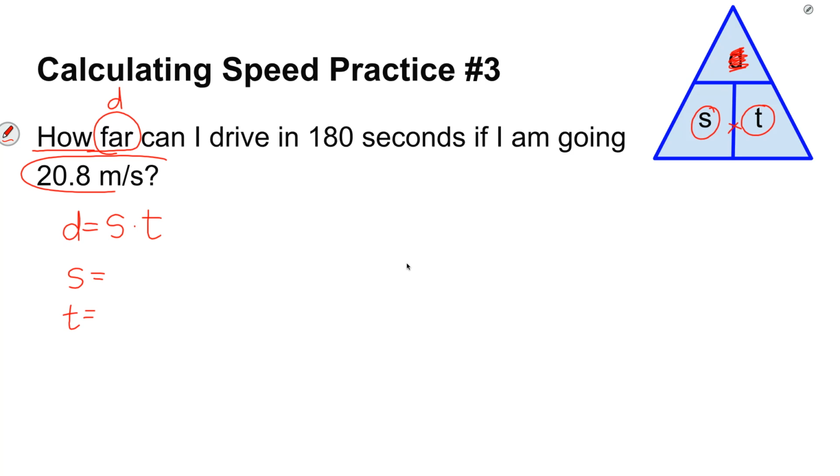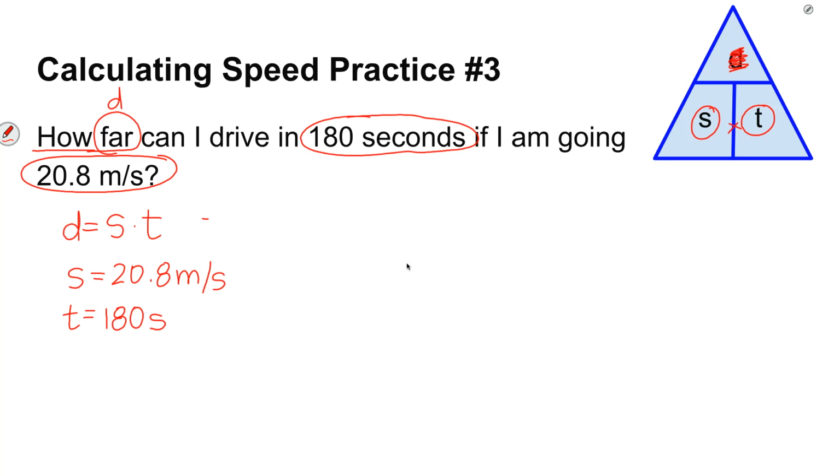I have 2 numbers in my problem. I have 180 seconds. That's going to be my time, because seconds measures time. And my speed is going to be 20.8 meters per second. Speed always has 2 units, a distance over a time. You guys, we're getting good at this. That was the hard part.